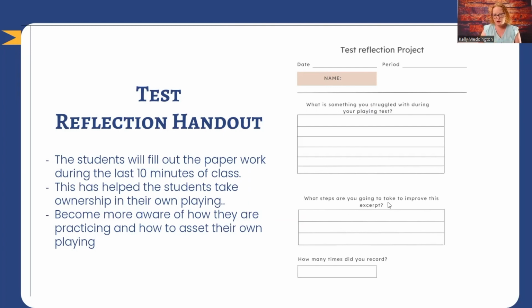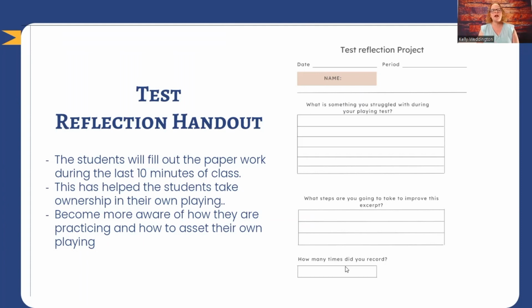And, what are the steps I'm going to take to improve this excerpt? How are they going to fix it? What are they going to do to make it better? And how many times did they record? So I put that in, because I tell the kids they can record 20 times, but also to show them, like, they start to see, oh, I did it 5 times and each time I got better. My score got higher.